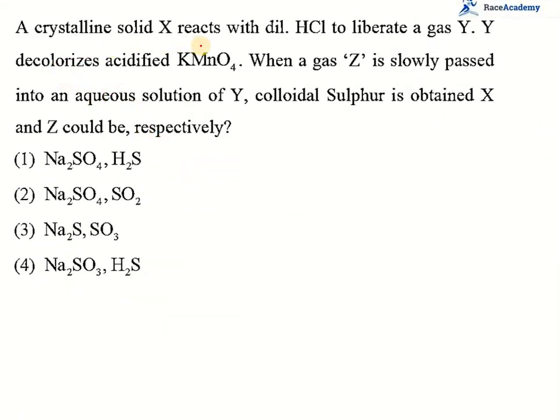Next, a crystalline solid X reacts with dilute HCl to liberate a gas Y. Y decolorizes acidified KMnO4. When a gas Z is slowly passed into an aqueous solution of Y, colloidal sulfur is obtained. X and Z could be respectively what?